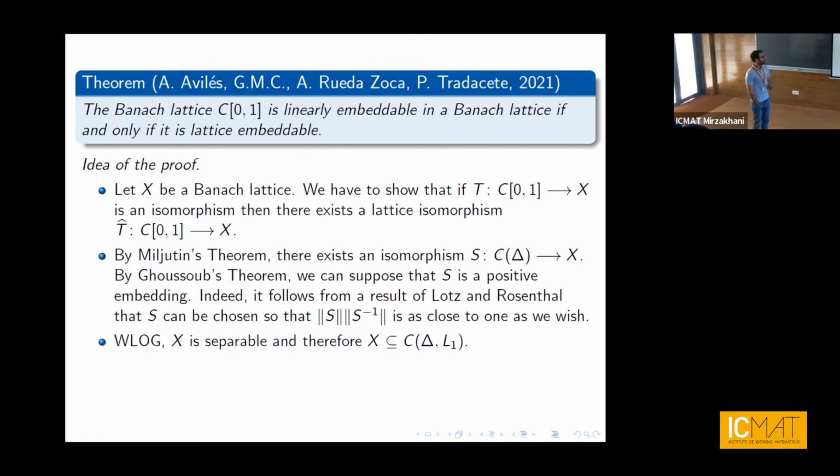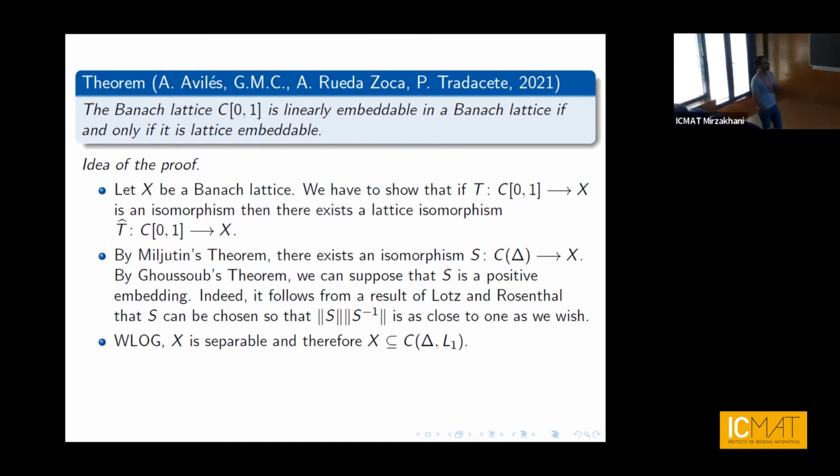Moreover, we can also assume that X is separable, because C of the unit interval and C of the Cantor set are separable Banach lattices. So we can just consider the Banach lattice generated through these operators and work in this Banach lattice. So we can suppose that it is separable, and therefore we can think that X is a sublattice of this space here, the space of continuous functions from the Cantor set to capital one.